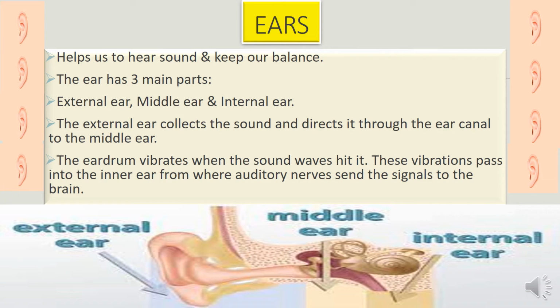The eardrum vibrates when the sound waves hit it. These vibrations pass into the inner ear, from where the auditory nerves, which are able to hear, send the signals to the brain. Then we are able to recognize whose voice is there and what type of sound we are hearing. The signals are sent to the brain, and the brain tells us what type of sound it is.